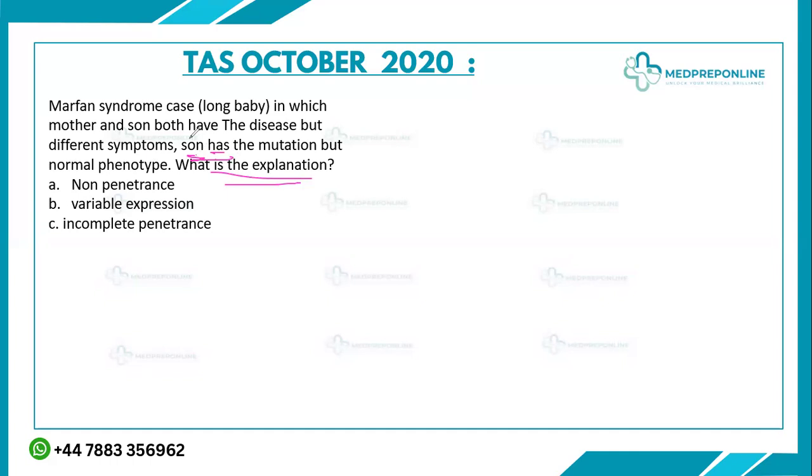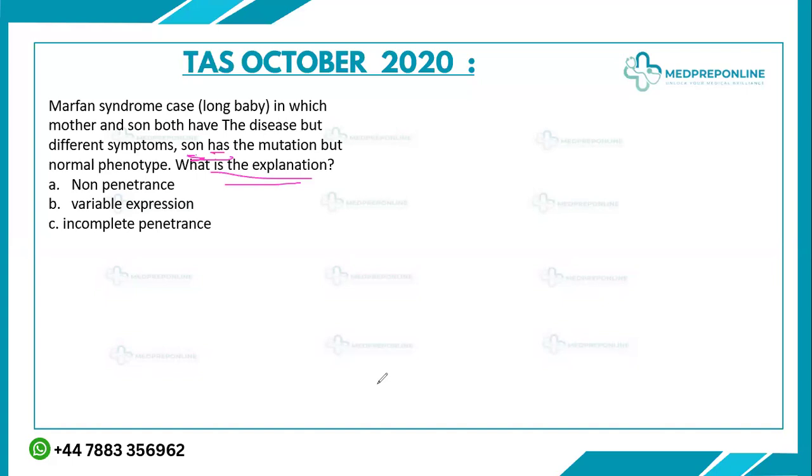Anyone? It's non-penetrance. Yes, it's non-penetrance. Very good. Because when they are asking about the son, you have to see what is happening to the son. The son has the mutation but a normal phenotype. So that means they're talking about non-penetrance.